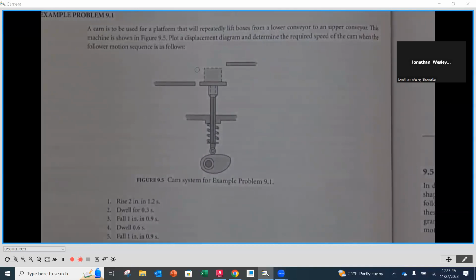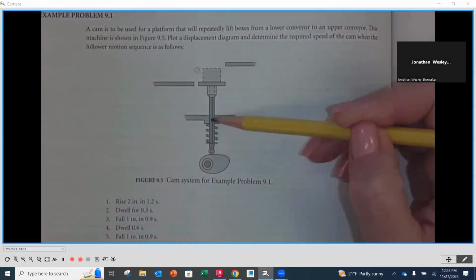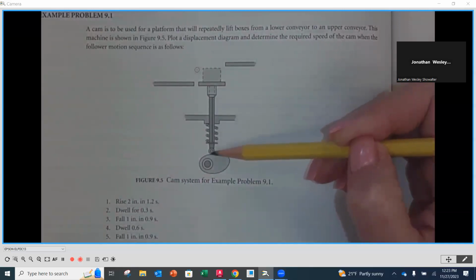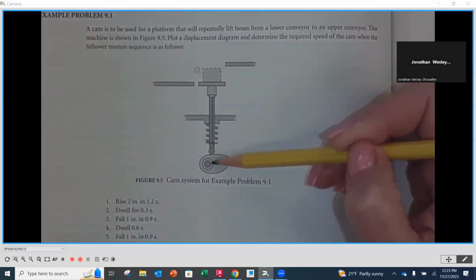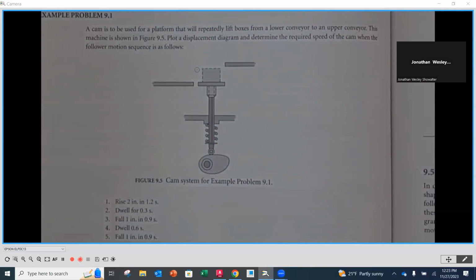Go ahead, Eric. Yeah, so this is our follower right here. Here's the center line of the follower, right? And you'll notice that if I extend it, it's not going to go through the center of rotation for that cam. So yes, this is an offset.